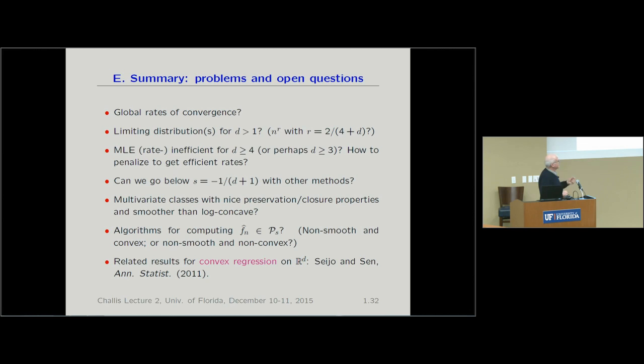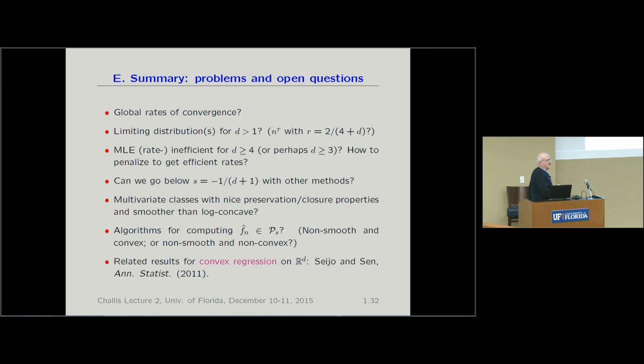Can we go below minus 1 over d plus 1 with other methods? I don't know yet. In general, I'd like to have multivariate classes with nice preservation or closure properties that are smoother than log-concave. I don't know these things yet. Don't have easy handles on such things.